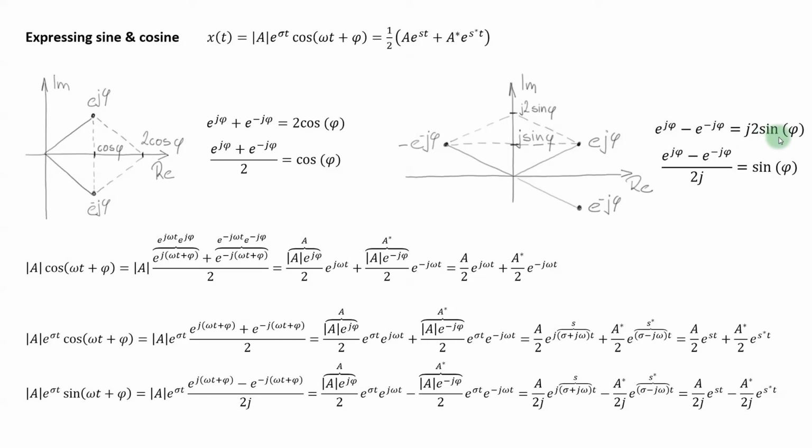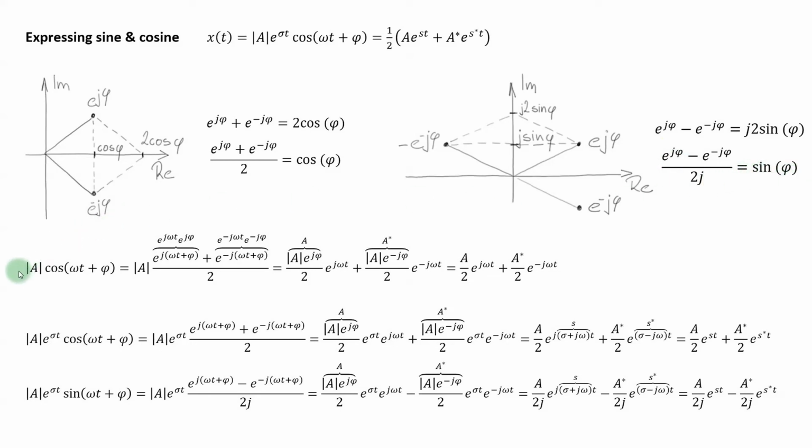Here you have it written down mathematically. When you take e to the j phi and you subtract e to the minus j phi, you will get j 2 times sine of phi. So when you want to express sine using complex exponentials, you need to divide this expression by 2j, and that is written here. This is how, using complex exponentials, you can express a sine.